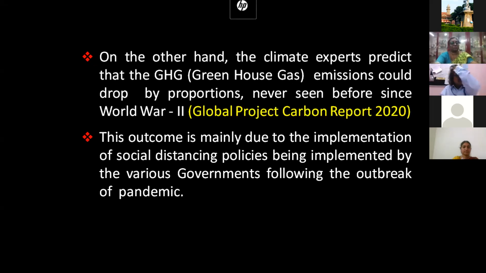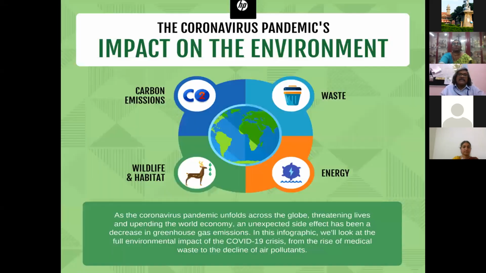It was in the month of March, April, I think, the Global Carbon Project report 2020 says that there is definitely a positive effect of COVID-19 on the climate. There is a decrease in greenhouse gas emissions. The drop will be of substantial proportions. That is mainly because of the implementation of social distancing practices following the outbreak of the pandemic. Let us see in what way this coronavirus impacts the environment. One is, as already told, carbon emissions.